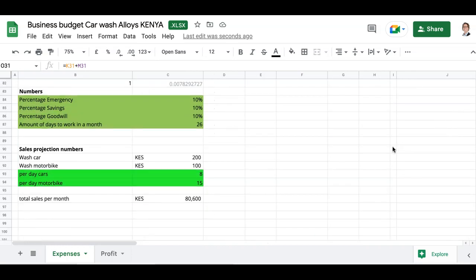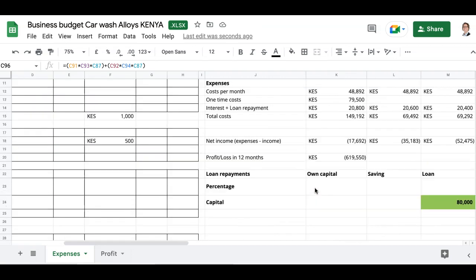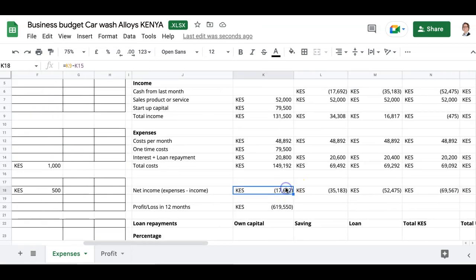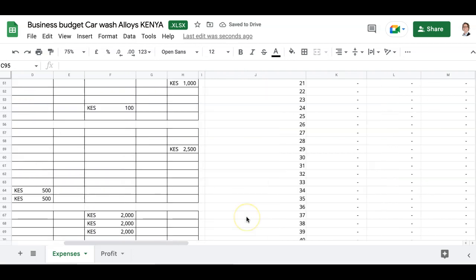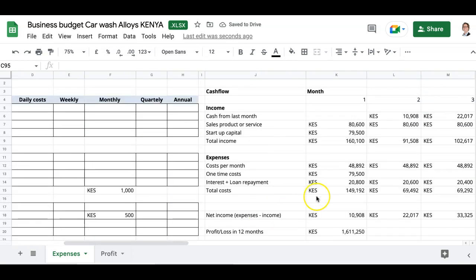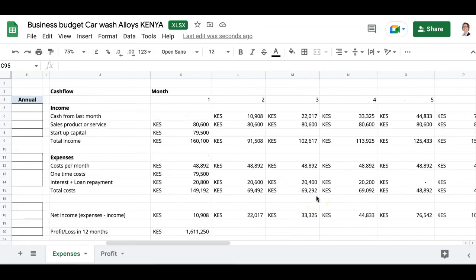So let's say the sales are not as good as they think, so only 5 cars per day and 10 motorbikes a day. So the sales are 52,000 in total. What will happen? Oh, look, we are losing money. Minus, we are losing money 35,000. So no, that doesn't work. So we need to have at least 8 cars per day and 15 motorbikes per day to break even. Yeah. All right.